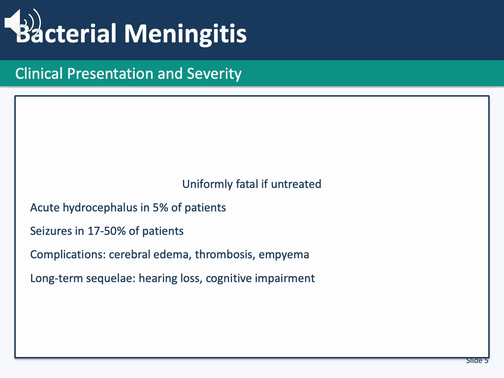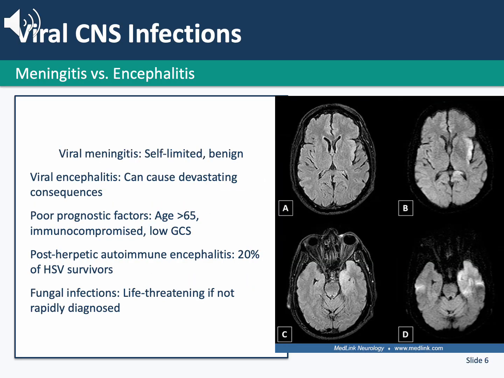The severity and acuity of CNS infections depend on the type of organism and the part of the CNS involved. Although viral meningitis is a much more benign process that is self-limited and seldom requires any antiviral treatment, viral encephalitis can lead to devastating consequences if not treated promptly, and even with appropriate interventions can leave permanent deficits.